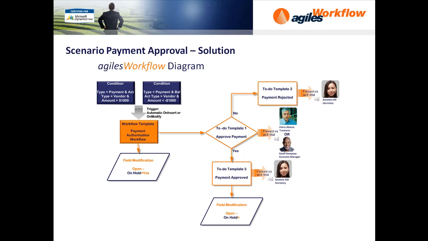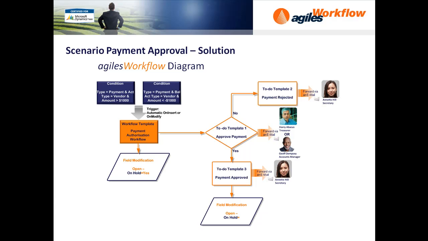Translated into a Gillis workflow, the condition is that a payment is entered for more than $1,000, and that will trigger the payment authorization workflow, where the first step will actually be a field modification. A Gillis workflow will automatically move the payment journal to on hold. Then the first to-do is to approve the payment. And a Gillis workflow will look at whether it's a currency payment or not, and it will automatically work out who is the right person to forward this to.